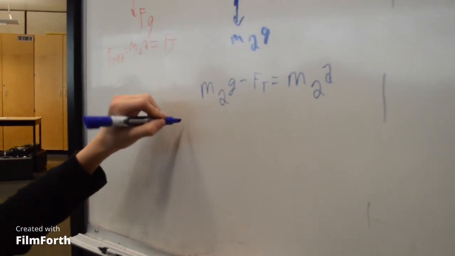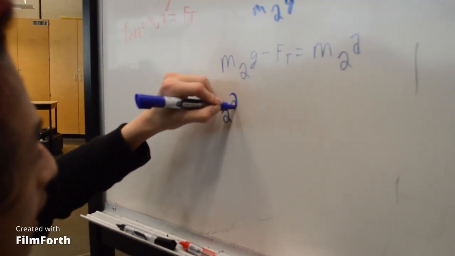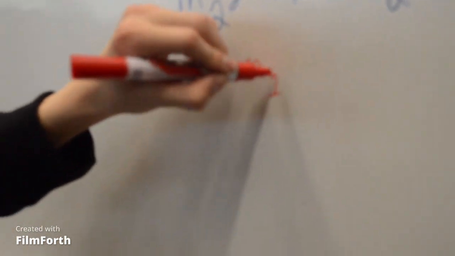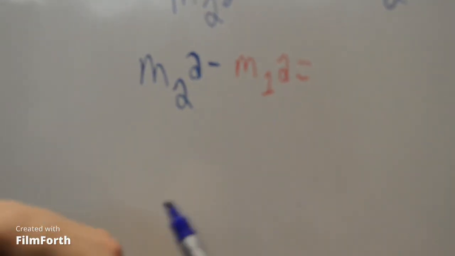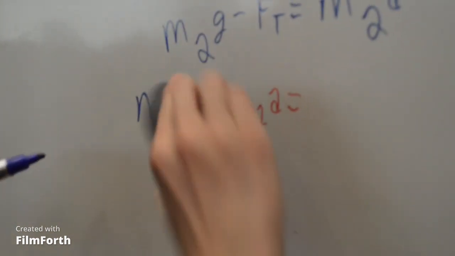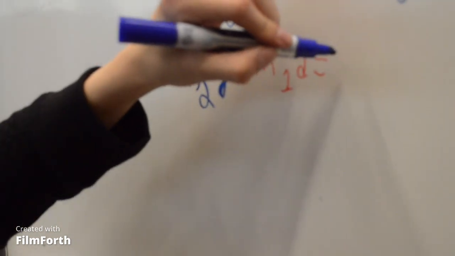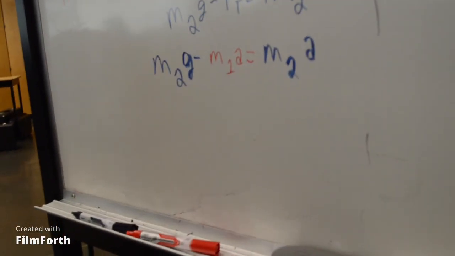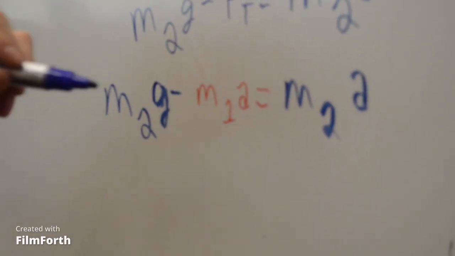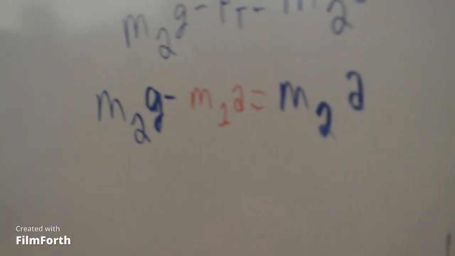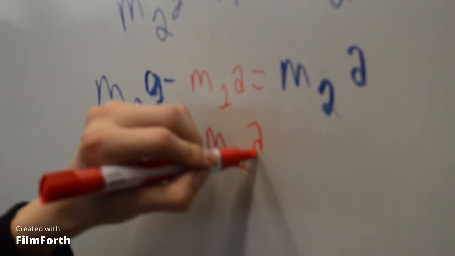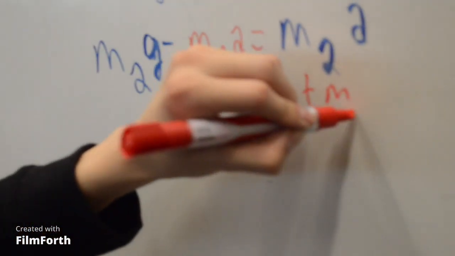We can substitute this in. So now we get that M2G minus M1A equals M2A. Now we want to, like I said earlier, isolate for the expression of the acceleration. Add M1A, the net force on mass 1, to both sides.